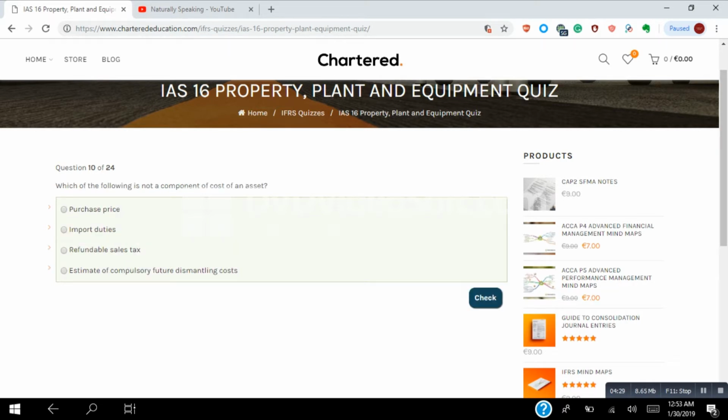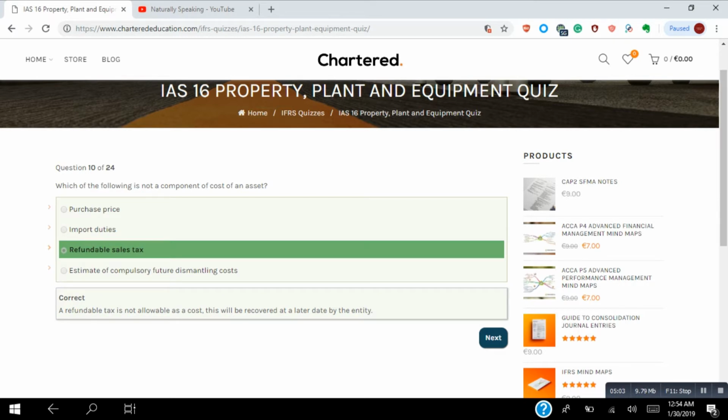Which of the following is not a component of cost of an asset? Purchase price, import duties, refundable sales tax, estimate of compulsory future dismantling costs. Purchase price is included, it is a component, import duties is a component, refundable sales tax isn't, because the sales tax would be recovered by the entity itself. So this is not the correct option as per the question.